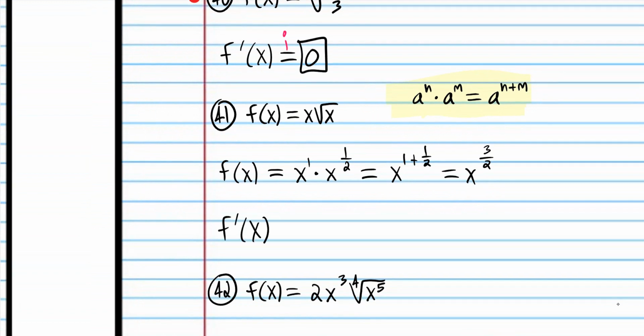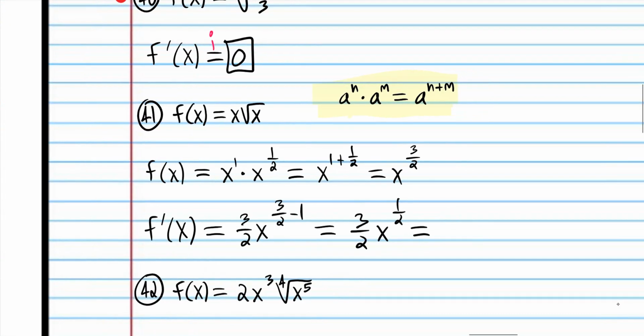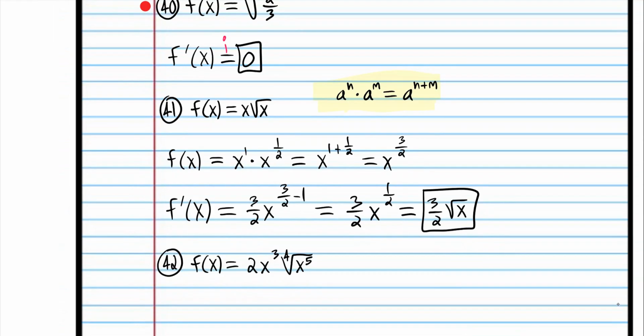Now we can find the derivative using the power rule. So we have 3 over 2 times x to the 3 over 2 minus 1 power, which is 3 over 2 times x to the 1/2 power. Then we can use exponent rule number 9 to change that to 3/2 square root x. And then we're done. So again, that was the power rule that we used here.